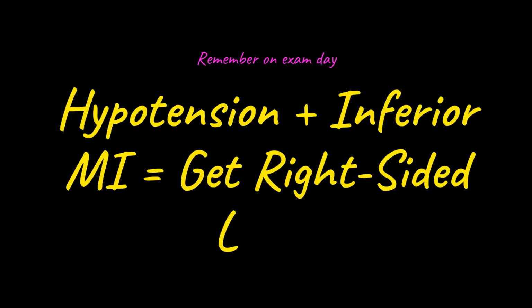Fluids are given and nitroglycerin is withheld. The opposite of routine care. When you see inferior ST elevation with hemodynamic compromise, reach for right-sided leads. V4R is your headline finding. That single pairing, hypotension plus inferior MI, is the trigger that earns the correct answer on certification tests.